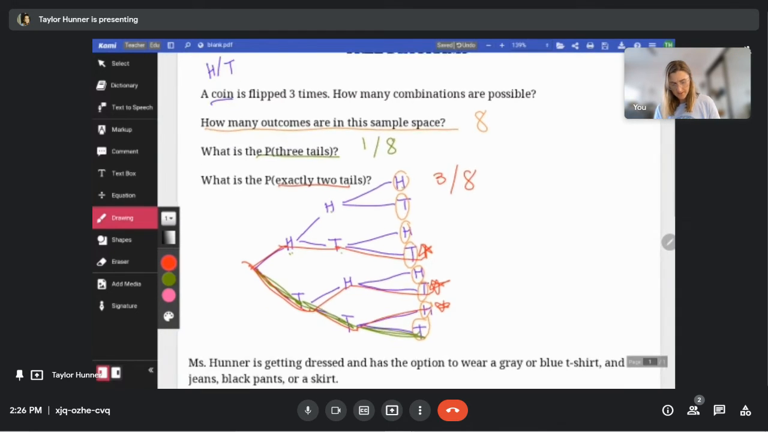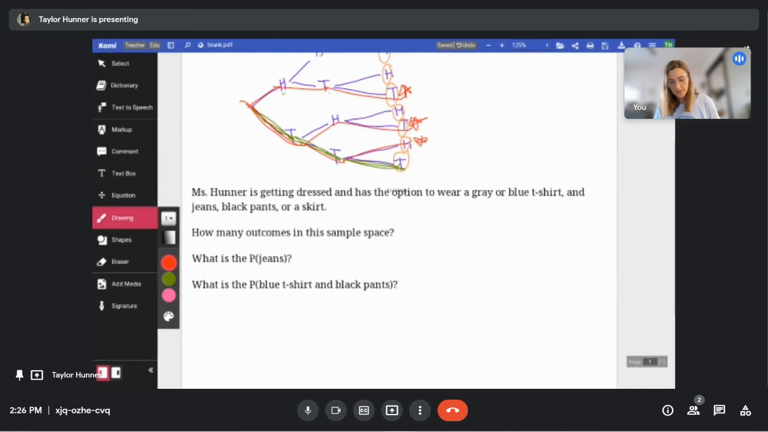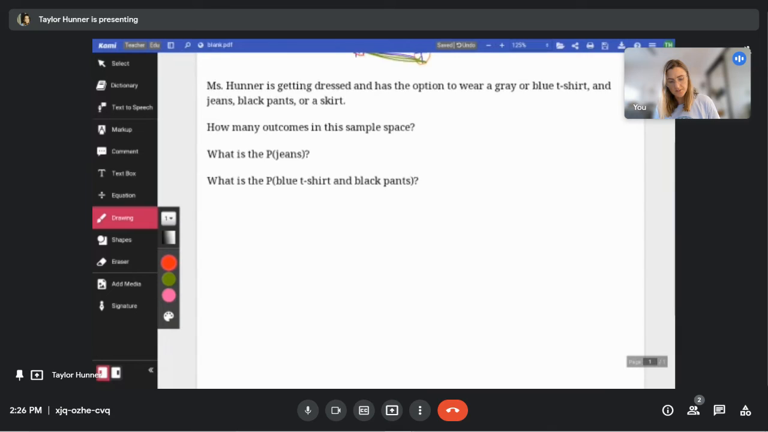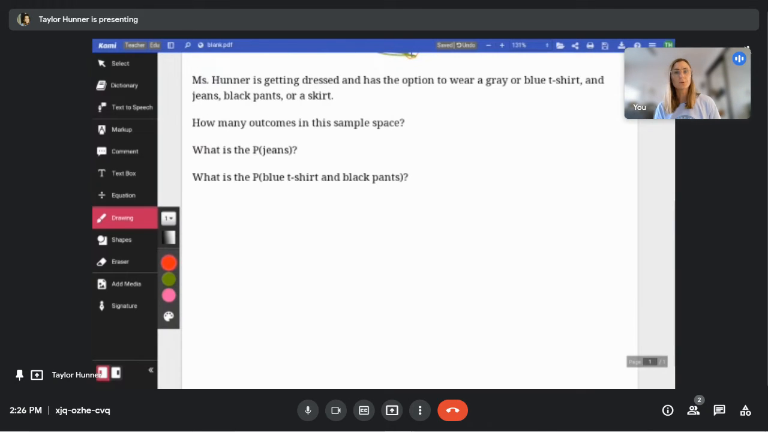Next question. Miss Hunter is getting dressed and has the option to wear a gray or blue t-shirt and jeans, black pants, or a skirt. How many outcomes are in this sample space? So let's go ahead and just draw our tree diagram at first. I'm going to wear a top and bottom. So my options for my tops are either gray or blue. So let's start there. I could either put on a gray or a blue t-shirt.